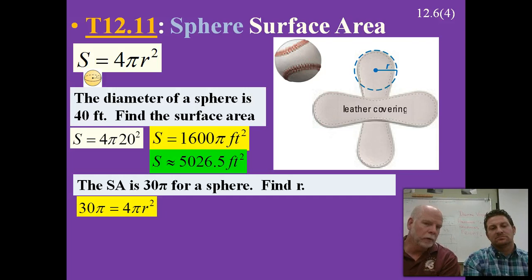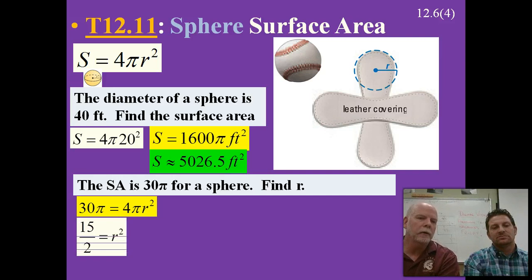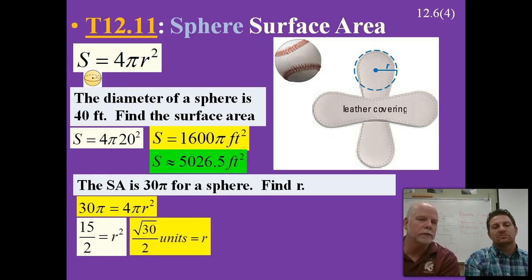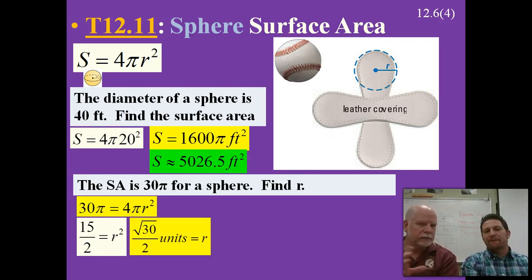There's a 4 in the way that's being multiplied, and there's a pi in the way that's being multiplied, so we're going to divide by both of those and get 30 pi over 4 pi. The pi's will cancel. 30 over 4 will reduce to 15 over 2, and that's our r squared. To get r by itself, we're going to take the square root of both sides. On the slide here, they've done a couple of steps in one.